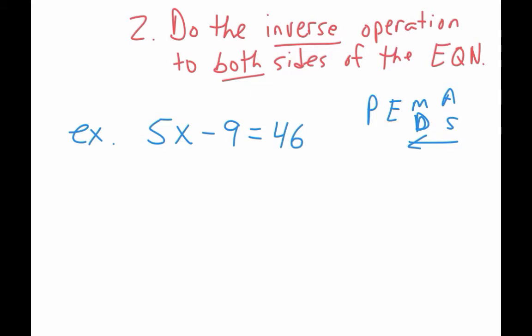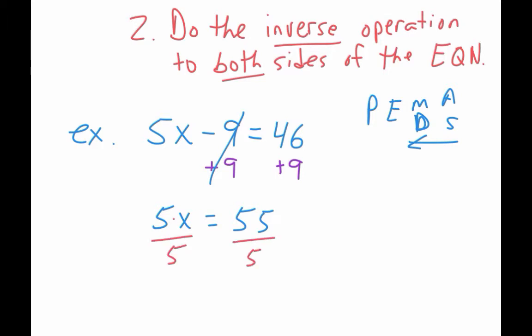So first we do what to both sides? Yep. So we add 9 to both sides. That 9 is connected by subtraction, so we have to do the inverse of subtraction. We add. Then my 9s will drop out, leaving me with 5x equals 55. And now we're done with all of our addition and subtraction over here, so we can do multiplication and division. 5 is connected by multiplication, so we have to divide. And then x would be 11.